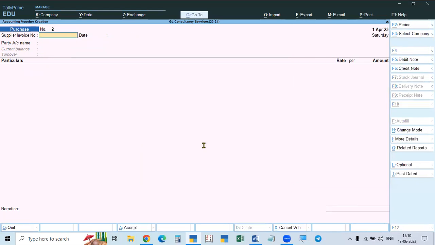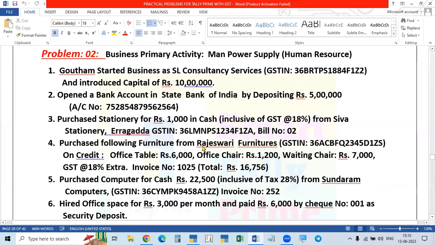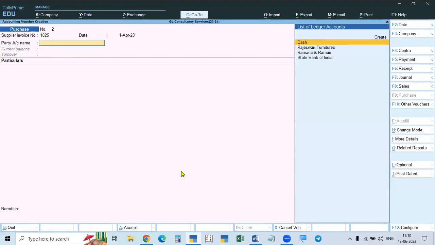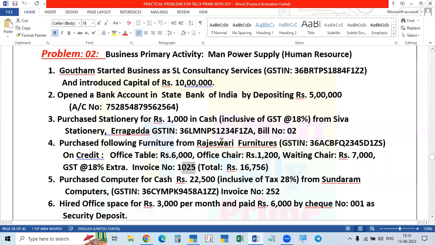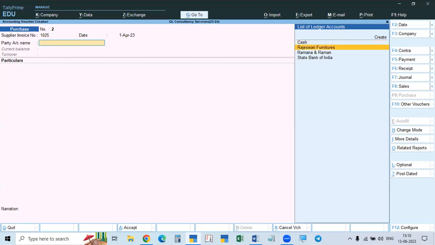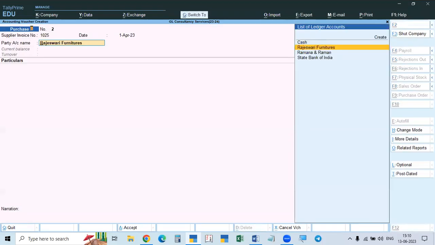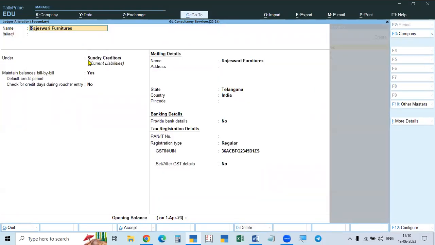Okay. Then we purchase furniture. In this case of purchase of furniture, the bill is 1025. 1025 is the bill. Then come to where we purchased from. We purchased from Rajeshwari Furniture. So Rajeshwari Furniture is a creditor. See here, Rajeshwari Furniture is created as a creditor. Okay, then save it.